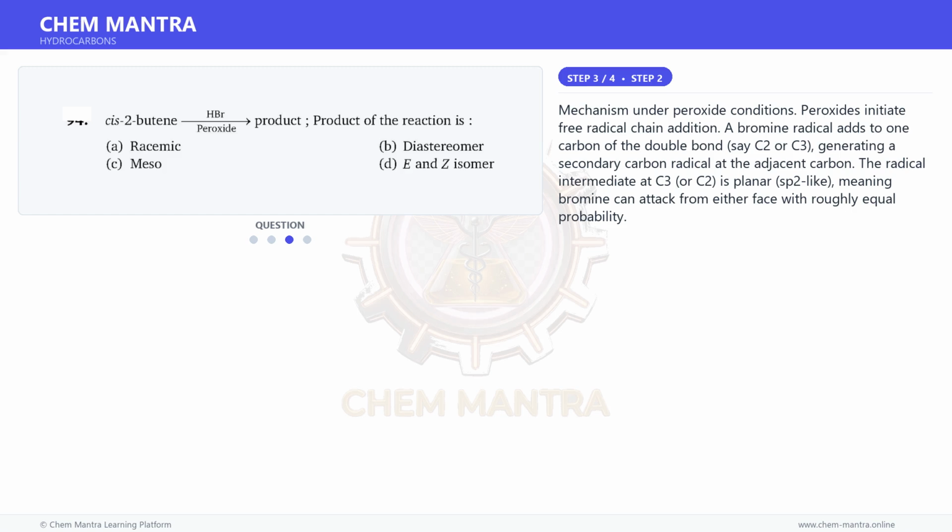Moving on to the next step. Mechanism under peroxide conditions. Peroxides initiate free radical chain addition. A bromine radical adds to one carbon of the double bond, say C2 or C3, generating a secondary carbon radical at the adjacent carbon. The radical intermediate at C3 or C2 is planar, sp2-like, meaning bromine can attack from either face with roughly equal probability.